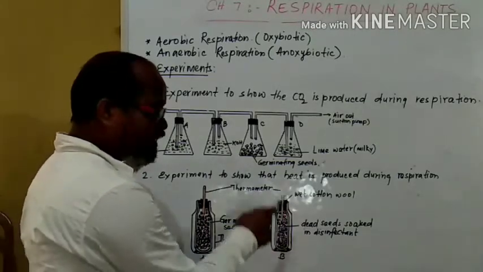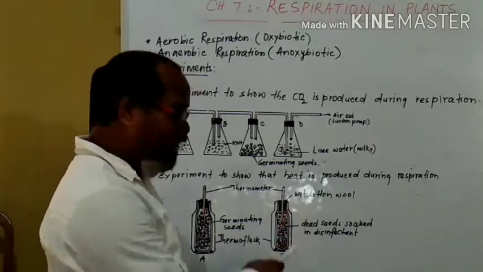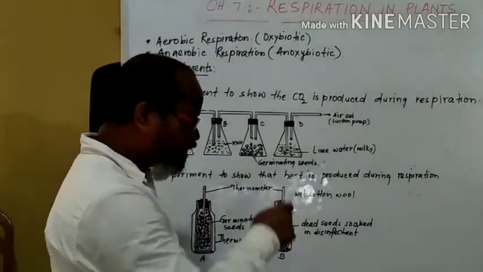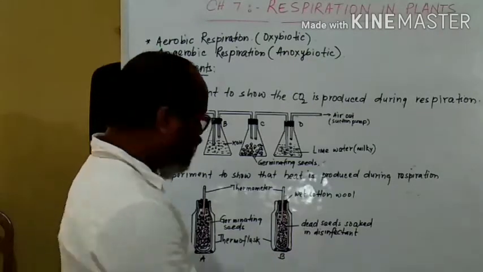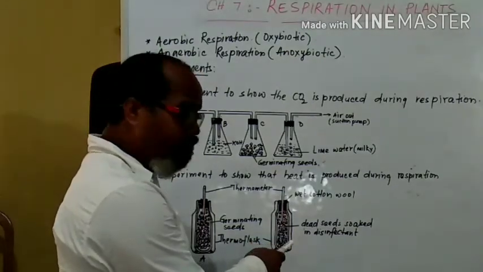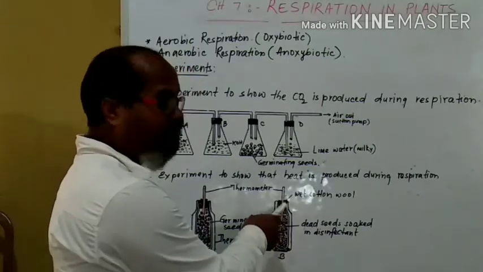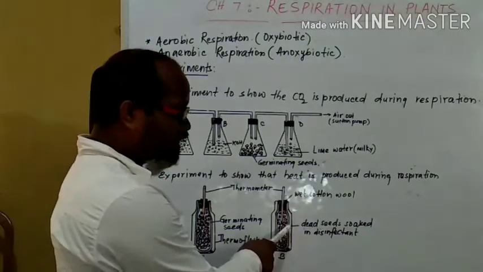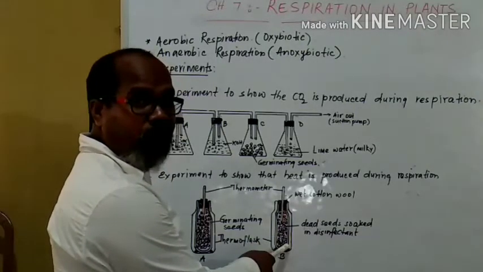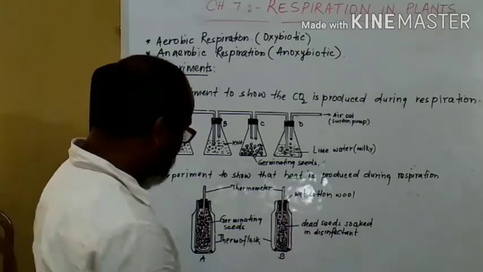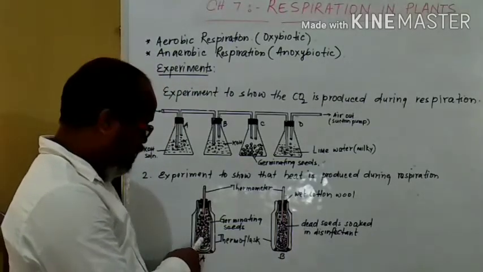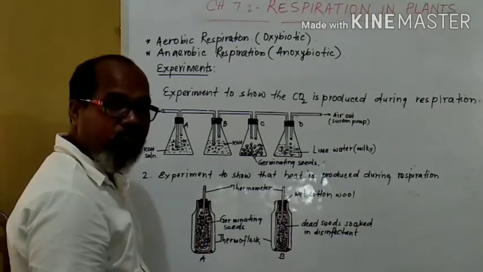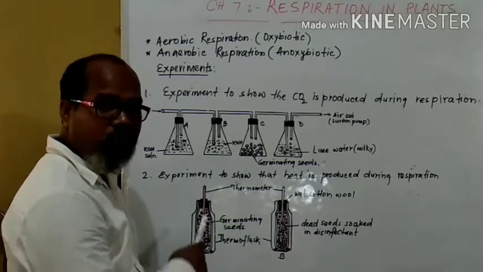Whereas here, dead seeds, which are non-living, they are no more living, they do not respire. And once they do not respire, heat is not produced. And how will we know that heat is not produced? Here, the mercury level of this thermometer does not rise. This shows that heat is not produced by non-living or dead cells, whereas living cells, living seeds, they respire and so heat is produced. I hope you have understood this.